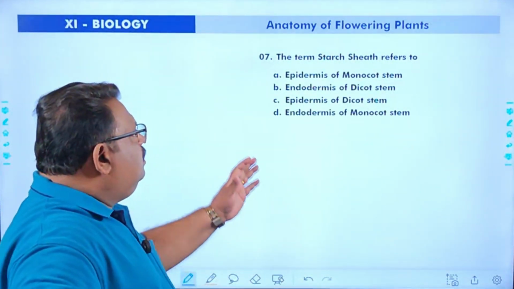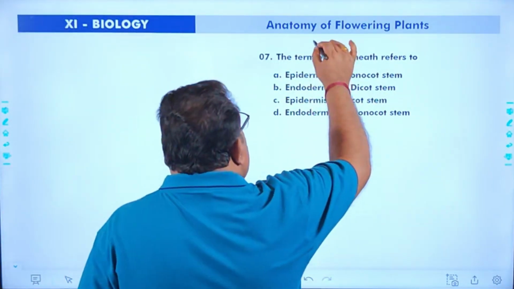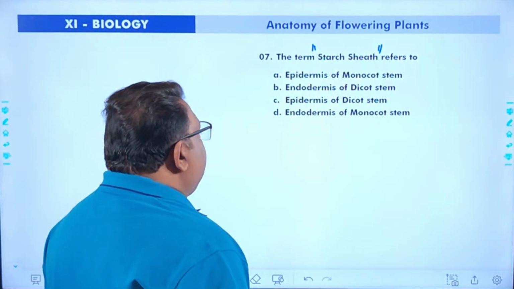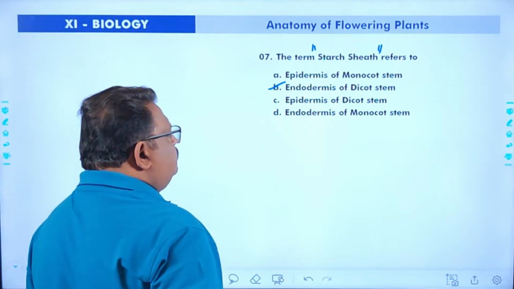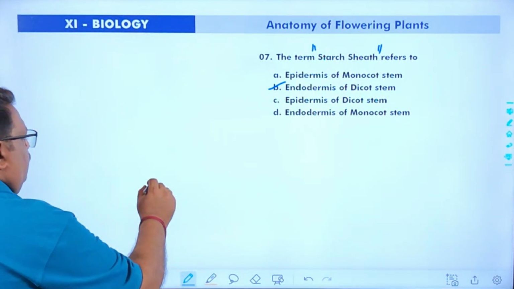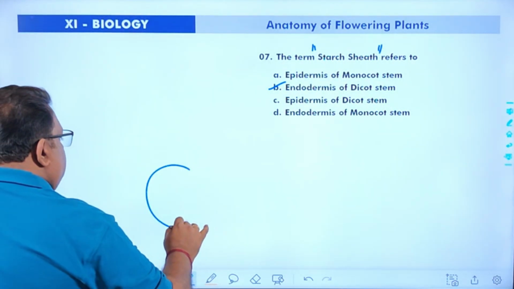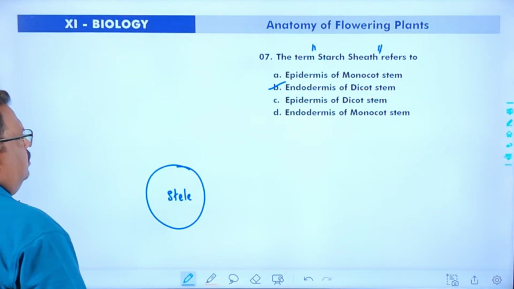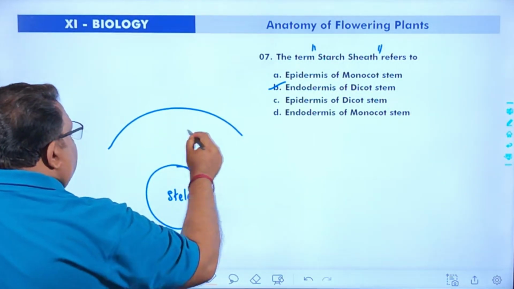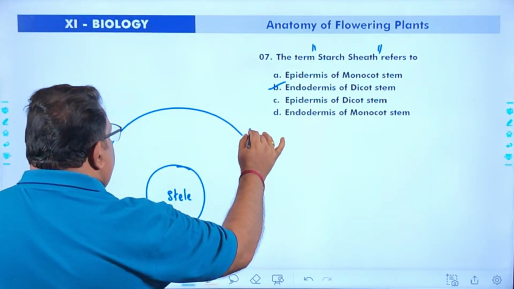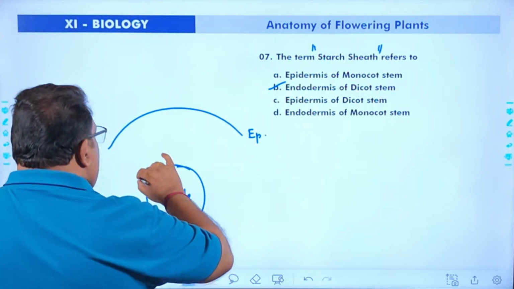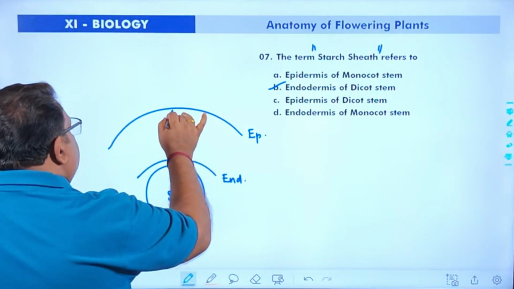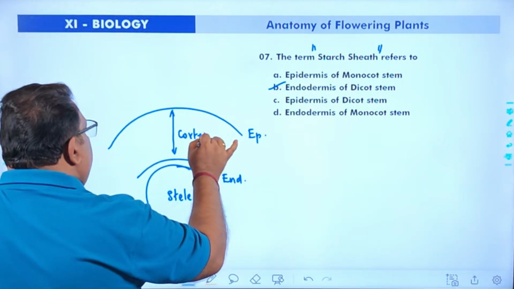The next question, the term starch sheath. The term starch sheath refers to the endodermis of dicot stem. So here, in the case of dicot stem, the central core is called stele, where vascular tissues are arranged. And peripheral to stele, there is extrastellar region, which consists of epidermis, endodermis, and the region between epidermis and endodermis is called the cortex.